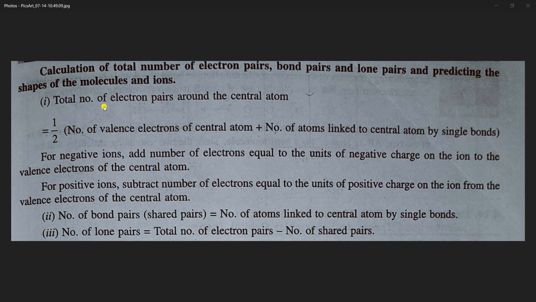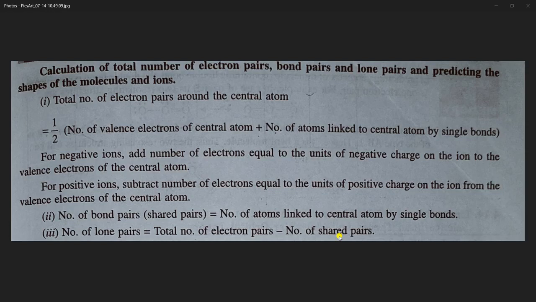After the calculation of the total number of electron pairs, we will find out the number of bond pairs. The number of bond pairs is equal to the number of atoms which are attached to the central atom by single bond. So just by looking at the formula, you can tell how many bond pairs are present. The number of atoms which are linked to the central atom are bond pairs, and the number of lone pairs is equal to the number of electron pairs minus the number of bond pairs.